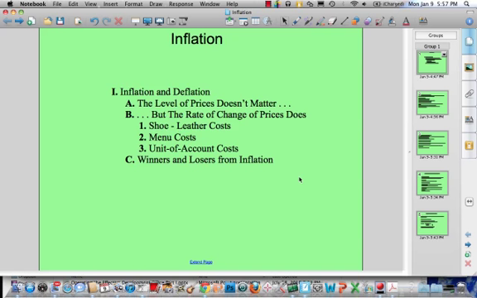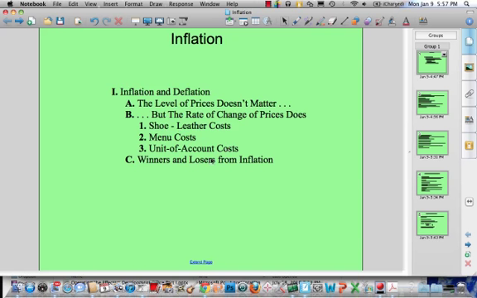Hi everybody, tonight we're going to start a discussion on inflation. We're going to talk about inflation, with a very short discussion of deflation, in the context of three things. First of all, why the level of prices doesn't matter, but the rate of change of prices does. Within this context, we're going to talk about some of the external costs of rapid inflation: shoe leather costs, menu costs, and unit of account costs.